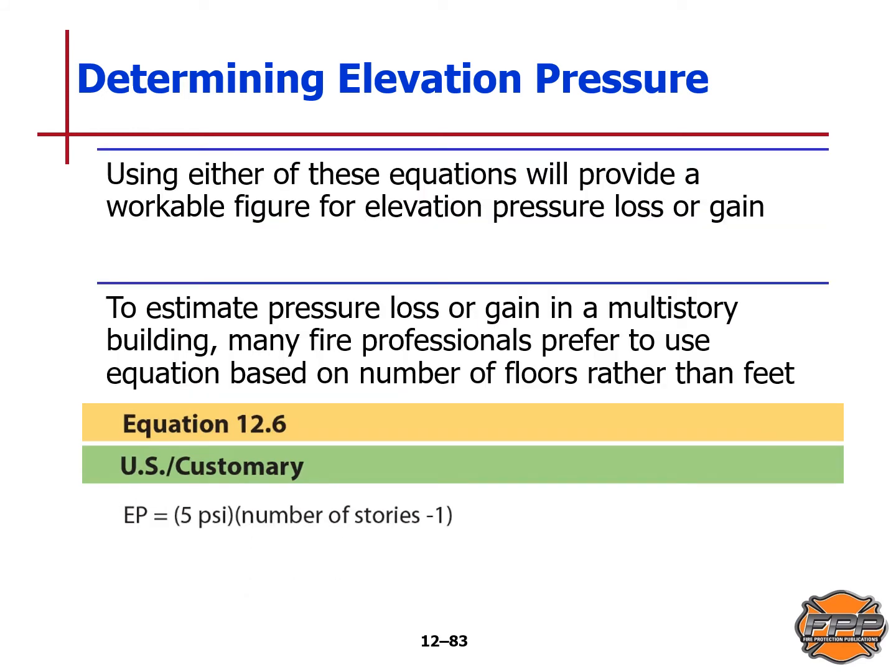Using either of these equations will provide a workable figure for elevation pressure, loss or gain. To estimate pressure loss or gain in a multi-story building, many fire professionals prefer to use the equation based on the number of floors rather than feet. And that is equation 12.6. The formula reads EP equals 5 psi times the number of stories minus 1. So it's elevation pressure equals 5 psi times the number of stories minus 1.